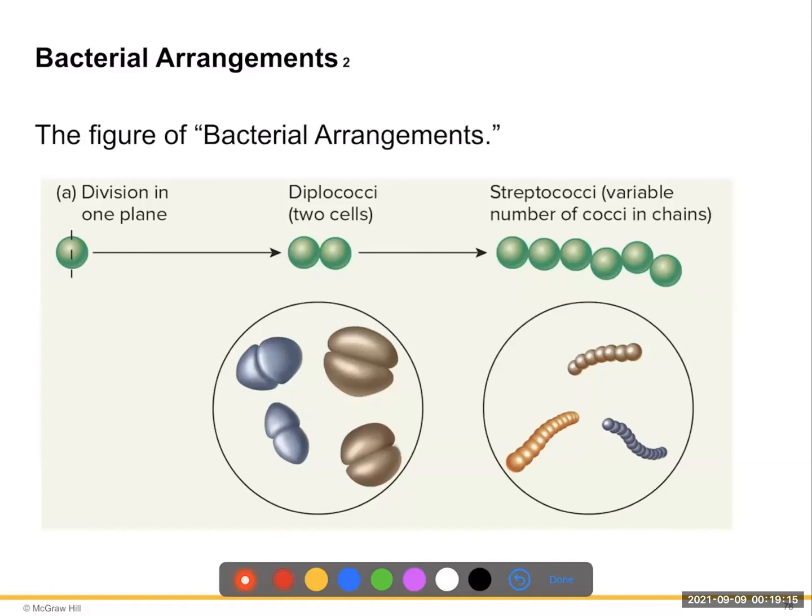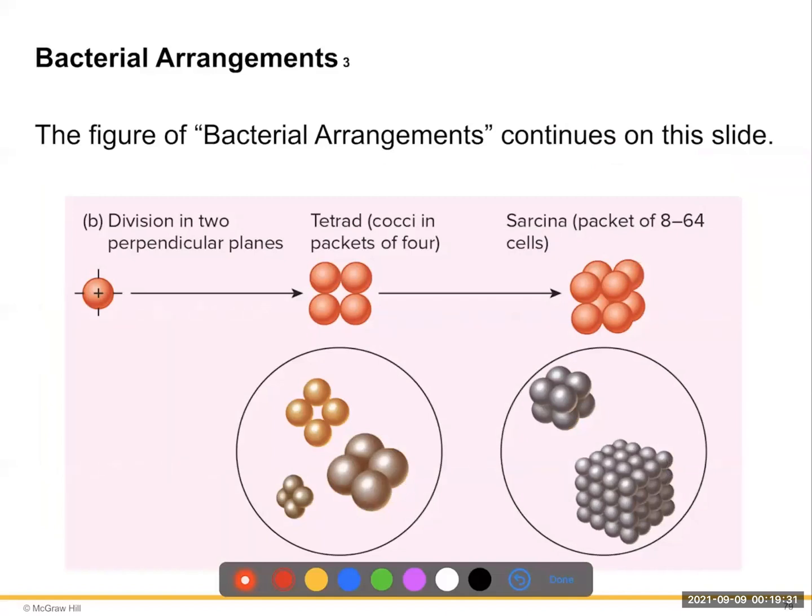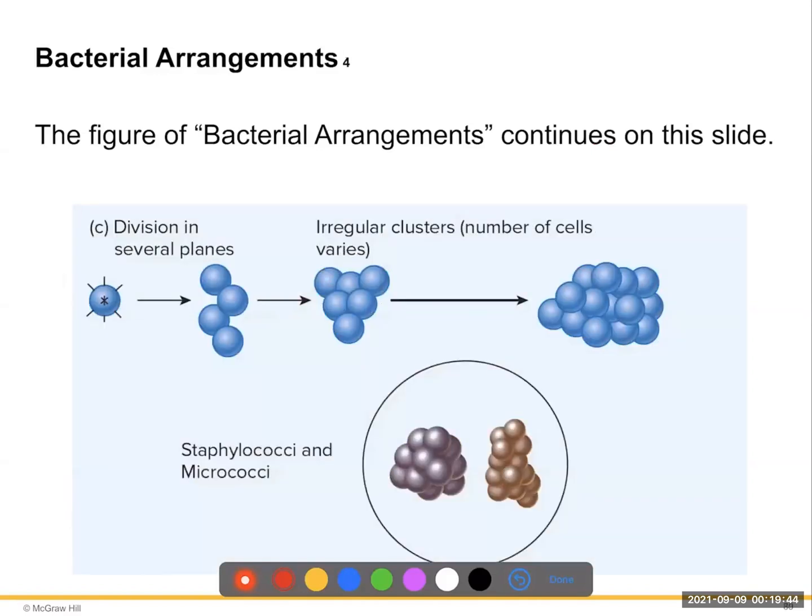This is diplococci, which is two cells joined together. This is streptococci, which is a chain of spheres. Tetracocci are four spheres in a group, or you get packets of 8 to 64, like a crystal shape. You can be in several different planes. You get an irregular cluster in different planes, staphylococci or micrococci.